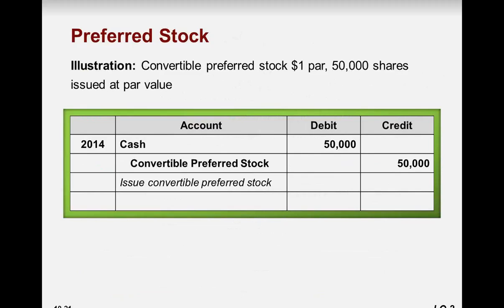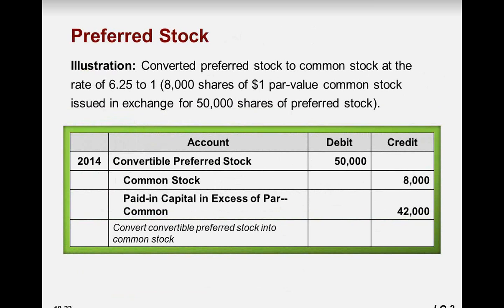So if we had convertible preferred stock, we sold convertible preferred stock at its par value of $1 per share, and we sold 50,000 shares, we would receive $50,000 in cash, and we would record our convertible preferred stock at $50,000. If it was then converted, they took advantage of the opportunity to convert to common stock, and this was done at a rate of 6.25 to 1.